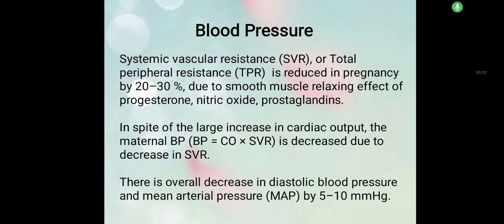Blood pressure, which is a product of cardiac output by systemic vascular resistance, is decreased in pregnancy by 20 to 30% in spite of increase in cardiac output. The decrease in blood pressure is due to the smooth muscle relaxing effect of progesterone, nitric oxide, and prostaglandin on systemic vascular resistance. There is overall decrease in diastolic blood pressure and mean arterial pressure by 5 to 10 millimeters mercury.